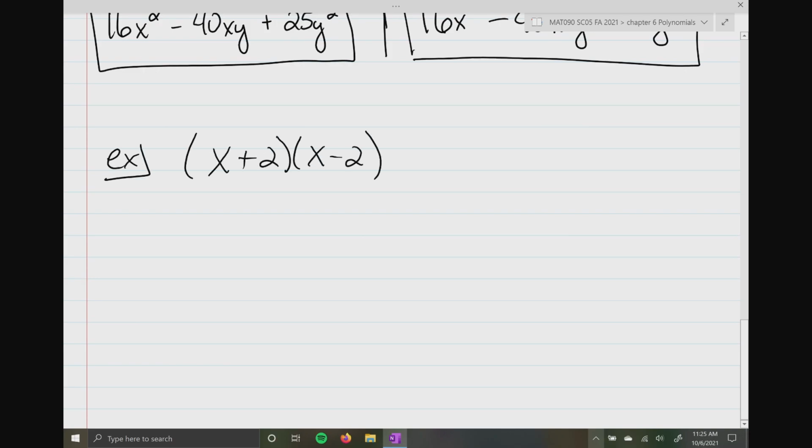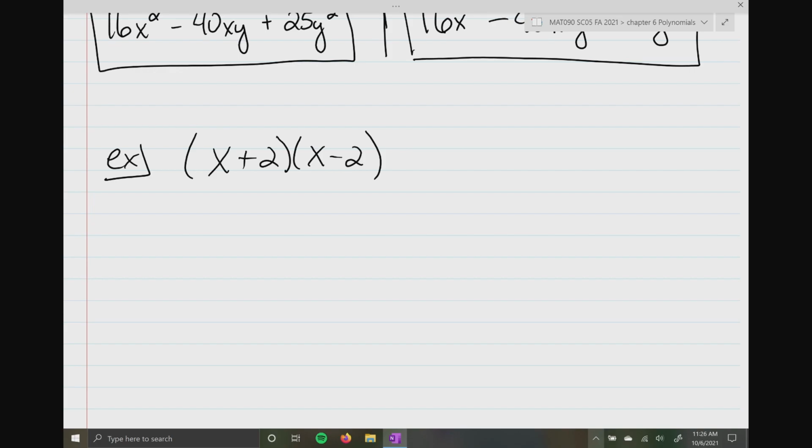Does anybody know what those are called? They have a special name. Now, I want you to look at the problem first. You've got the quantity x plus 2, and then you have the quantity x minus 2. I'm going to preface this right now. I've been teaching this class for a long time, and I've only had one person get it right so far. Does anybody know what these are called? Who can be the next person to get it right?